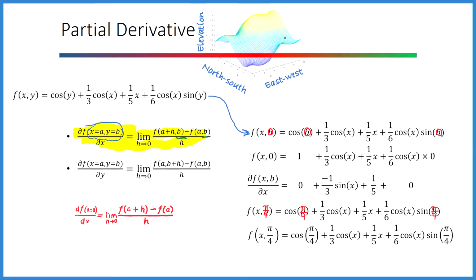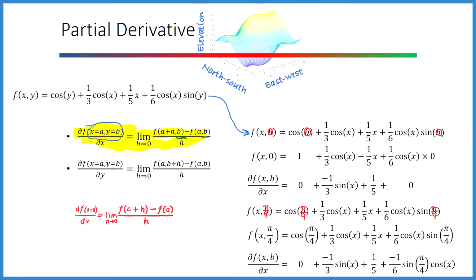Of course, we know that cosine of pi over 4 and sine of pi over 4 are both just constants. The cosine of pi over 4 is the square root of 2 divided by 2, which is basically 0.71, and the sine of pi over 4 is also the square root of 2 divided by 2. Okay, since those are just constants, we can take the derivative of this with respect to x pretty easily.